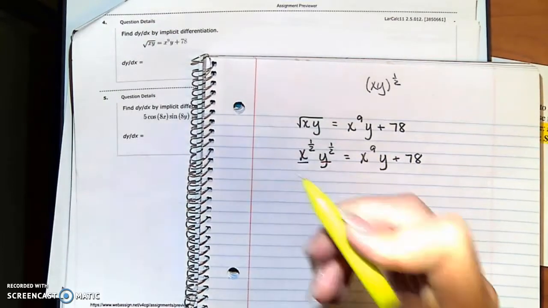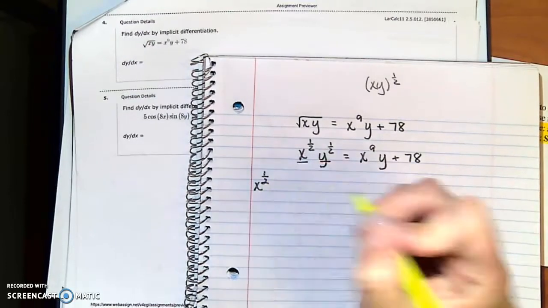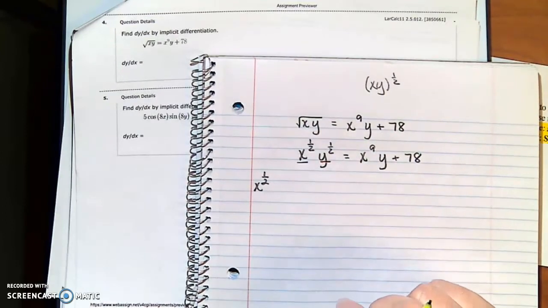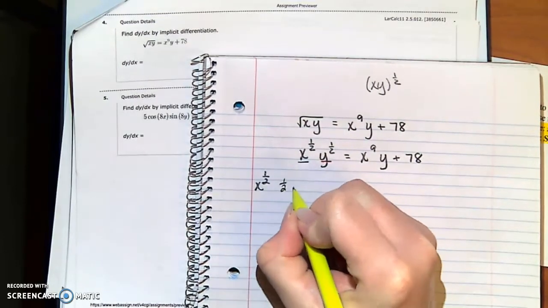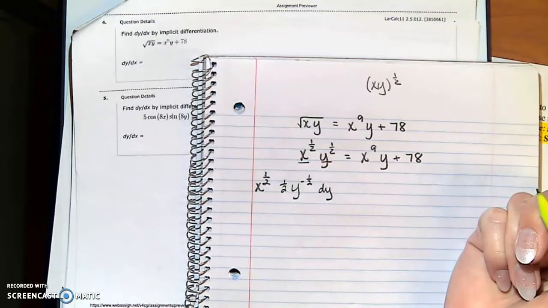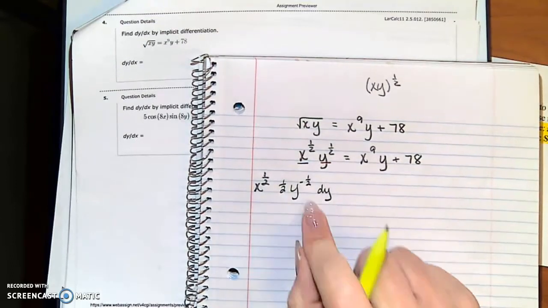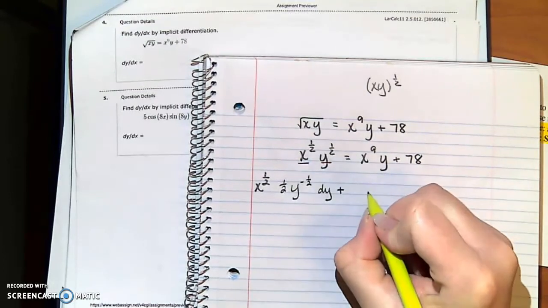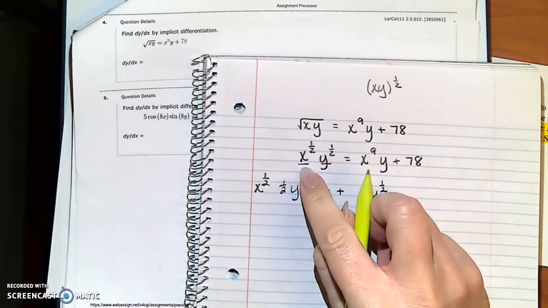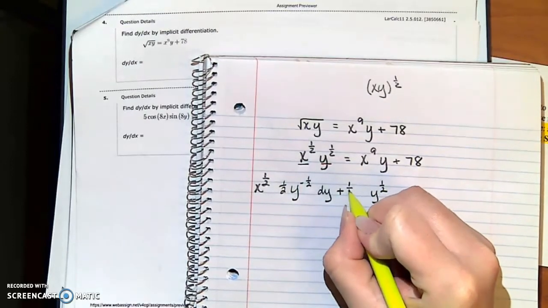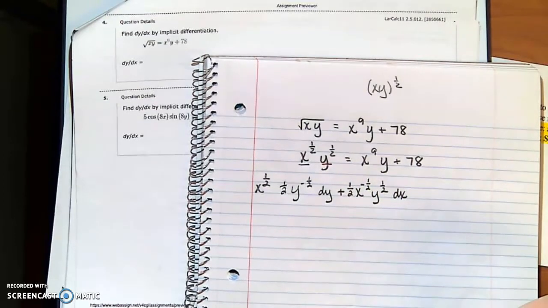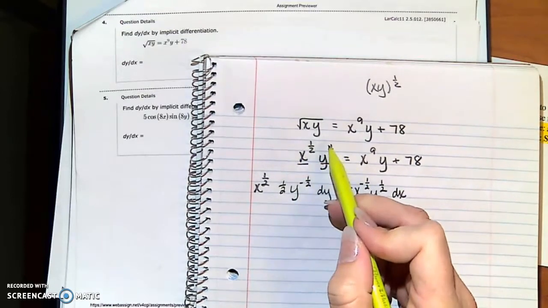So I have the first, which is x to the 1/2, times the derivative of the second. So if the red thing is the only thing you're looking at, that means you'll have a 1/2 y to the negative 1/2 dy. So first times derivative of the second plus the second times the derivative of the first. So the derivative of the purple stuff is 1/2 x to the negative 1/2 dx. So that's this part.